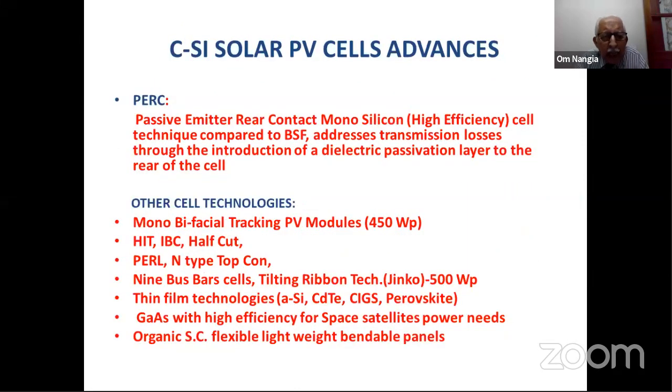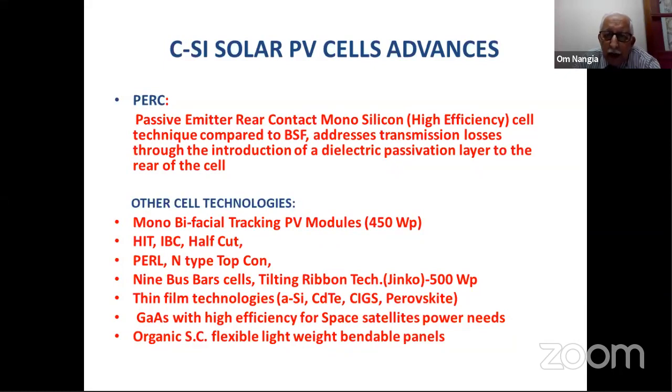Now, this is just some details of the latest solar cell technology PERC, which is called passive emitter rear contact monosilicon high efficiency cell. And this is one latest technology for making solar cells. There are some other technologies. See, in India, basically India is not doing any kind of big R&D work, because a lot of money and a lot of finances are required to carry out advanced R&D. So basically in other developed countries, a lot of R&D work is going on. And there are other technologies which are also coming up.